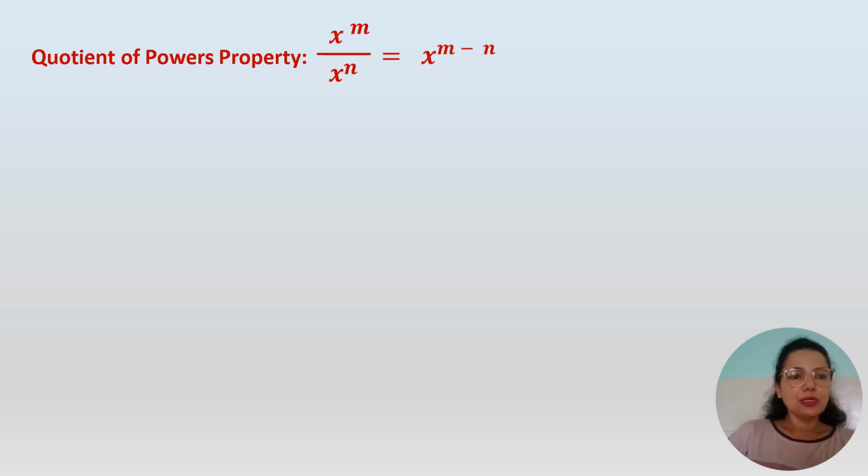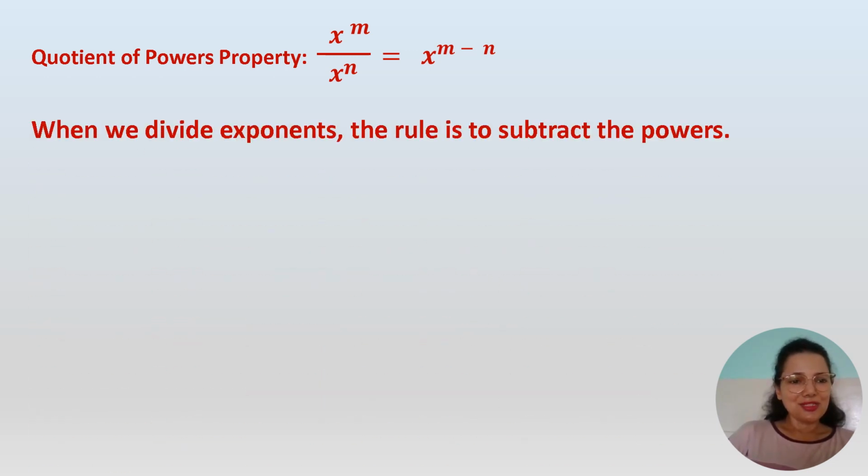Okay, right. Let's move on to a different power. So we're going to do the quotient of powers property. Now this is a different property where we are dividing. If we have x to the power m divided by x to the power n, what happens in this case is that we simply subtract the powers, right? So we're going to say x to the power m minus n. So I'm going to give you some notes on it. When we divide exponents, the rule is to subtract the powers.